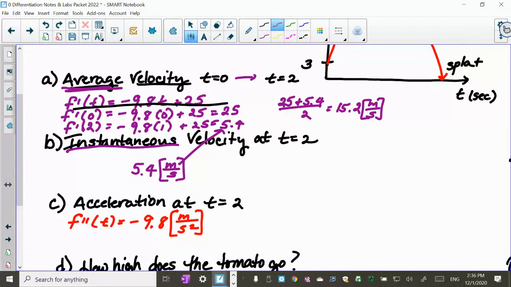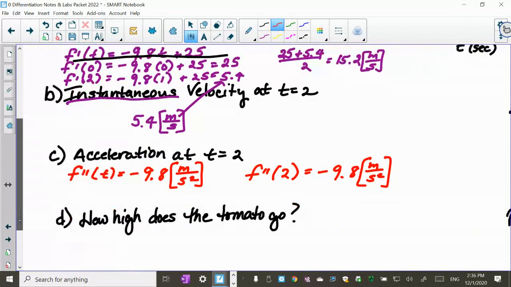But now I want to find it at 2. Well, it doesn't matter what I plug in here because it's a constant. When I plug a 2 in it, it's still negative 9.8 meters per second squared. So you got to be careful with the units because I did another one. So this was meters per second. This is meters per second squared.